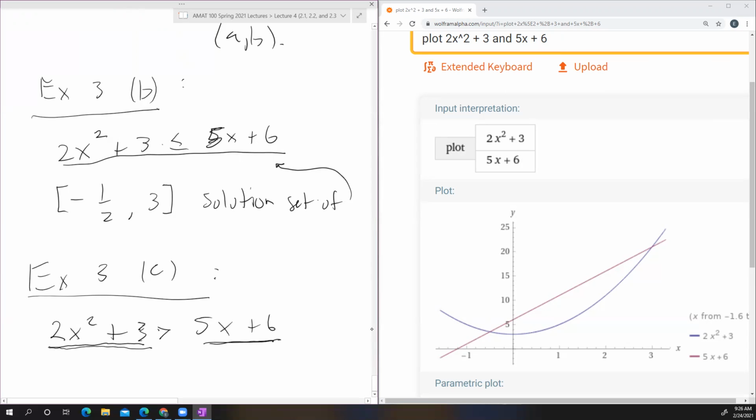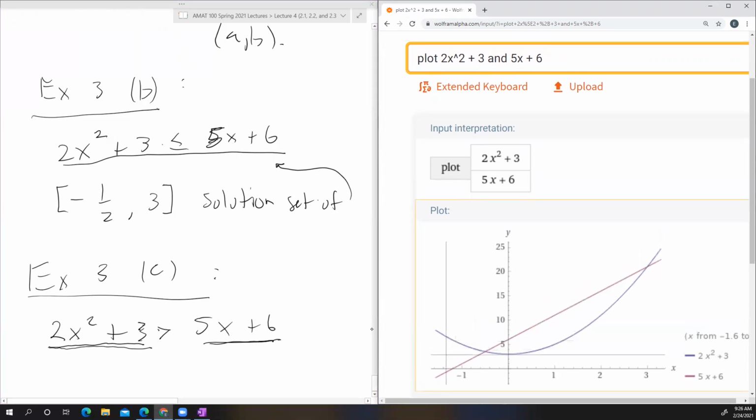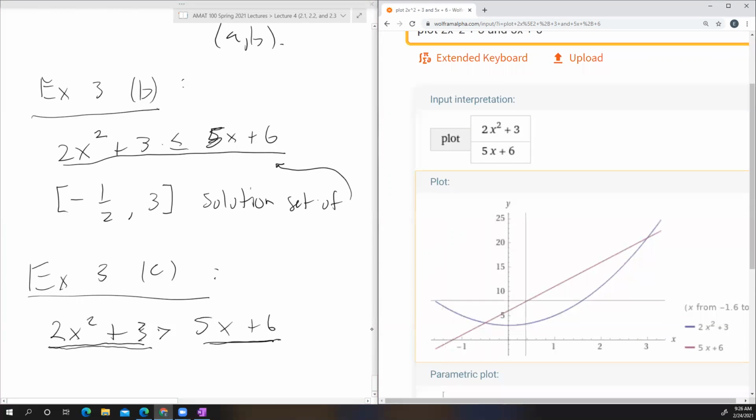Well, it's clear from the graph that this occurs in this region right here. So the blue curve is above the purple curve on this region and on this region. And notice that where things are above or below is determined at the points where intersection occurs. And those are what I call those break points.